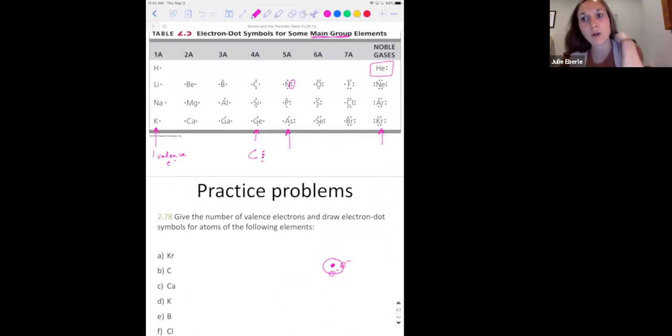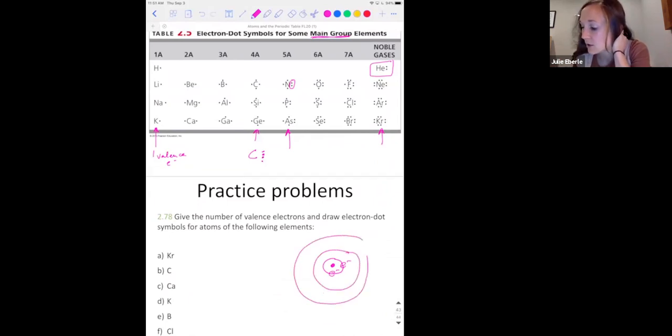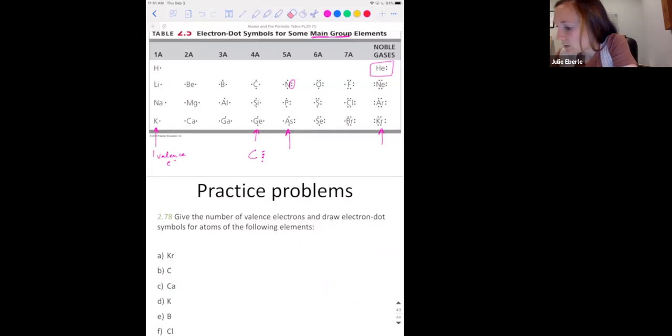The first shell can only hold 2. Subsequent shells, so if we drew a second shell, that shell could hold 8. A third shell, that shell could hold 8, but the first shell can only hold 2 electrons, period. All right. So just know helium's an exception. If I have you draw the electron dot structure for helium, don't put 8 dots around it.